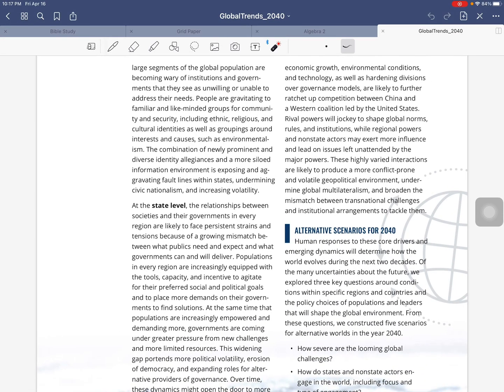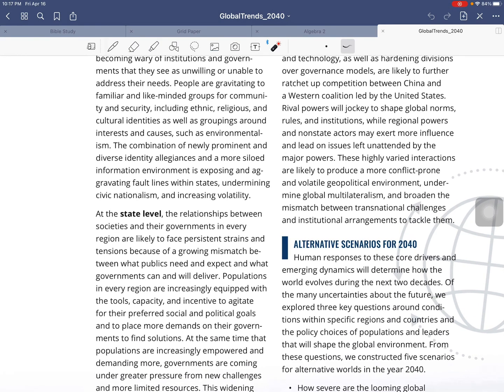large segments of the global population are becoming wary of institutions and governments that they see as unwilling or unable to address their needs. People are gravitating to familiar and like-minded groups for community and security, including ethnic, religious, and cultural identities, as well as groupings around interests and causes, such as environmentalism. The combination of newly prominent and diverse identity allegiances and a more siloed information environment is exposing and aggravating fault lines within states, undermining civic nationalism and increasing volatility.